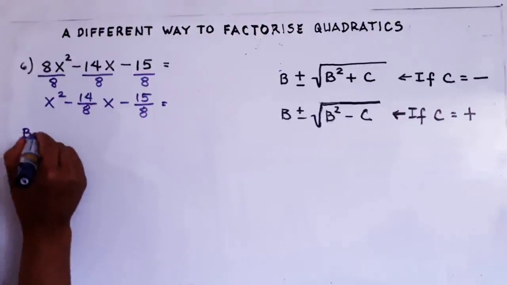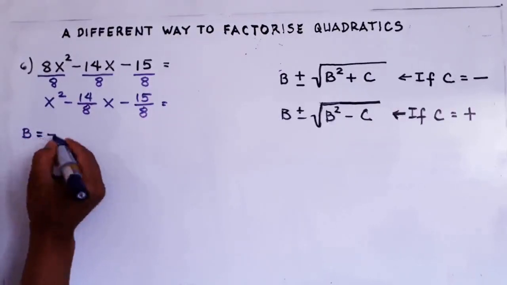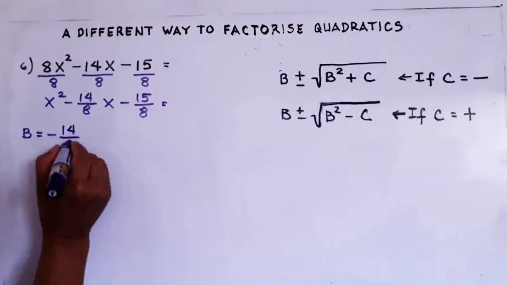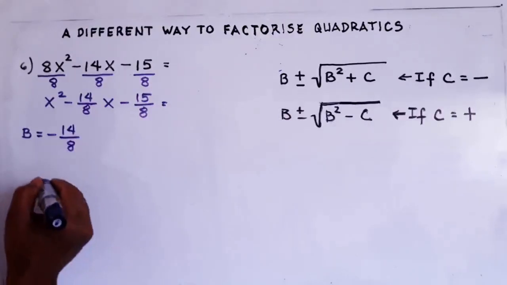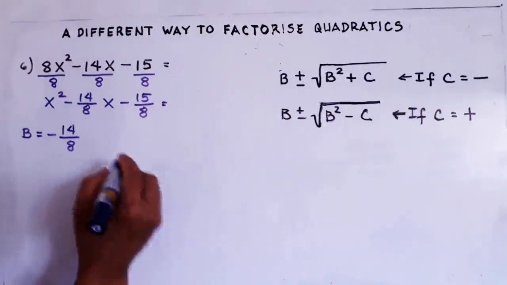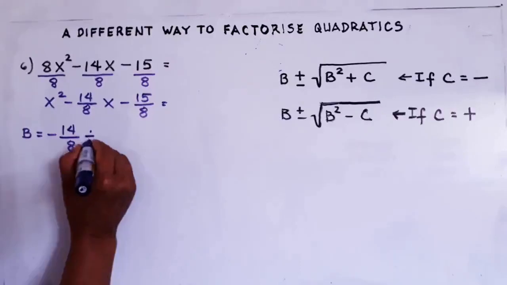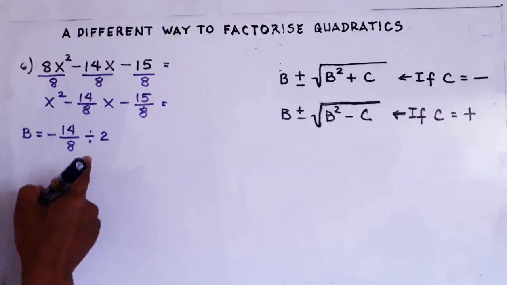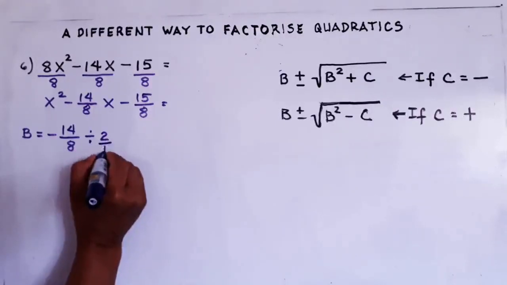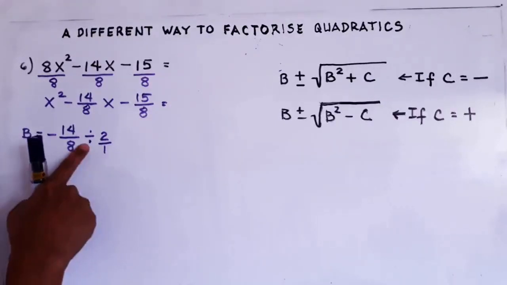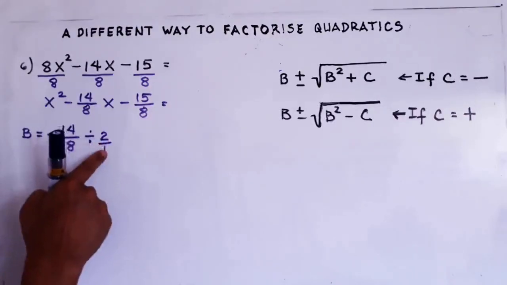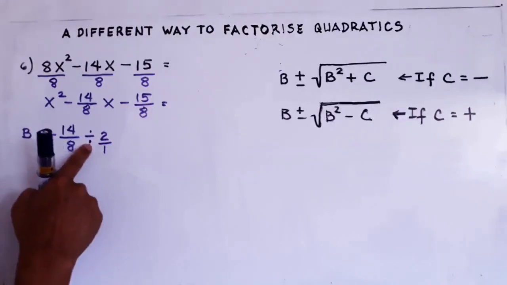b is equal to negative 14 over 8, but we are going to divide it by 2. Now, this is division of fractions. The 2 is actually 2 over 1. We change it to multiplication by getting the reciprocal of 1/2, so this one will become 1 over 2, and the division will become times.